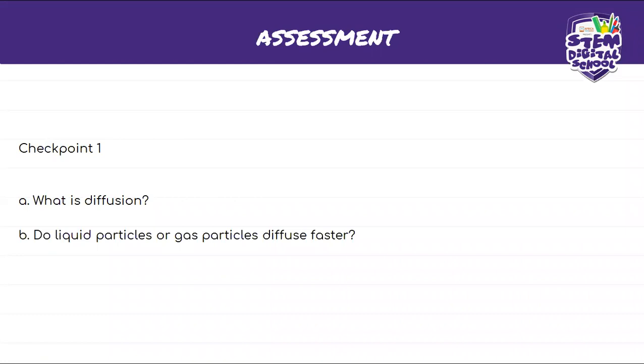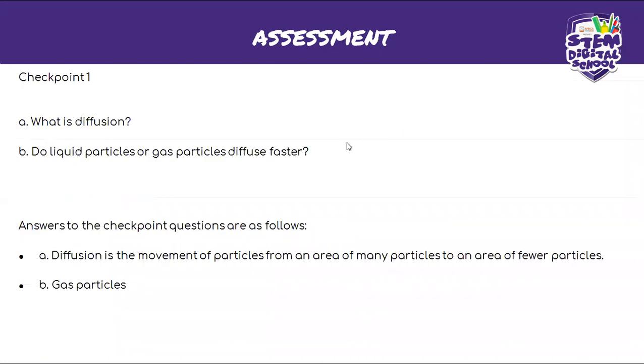So let's see your answers. All of you have got that right. Perfect. So you have got total marks here. You see the answers. Diffusion is the movement of particles from an area of many particles to an area of fewer particles. It's the same thing as saying diffusion is the movement of particles from a high concentrated area to a low concentrated area. Yeah, 100% perfect.